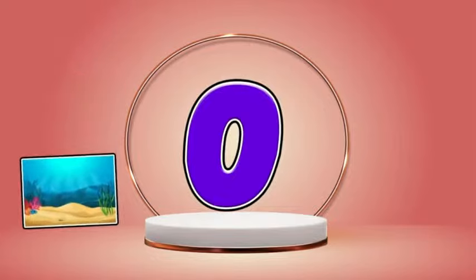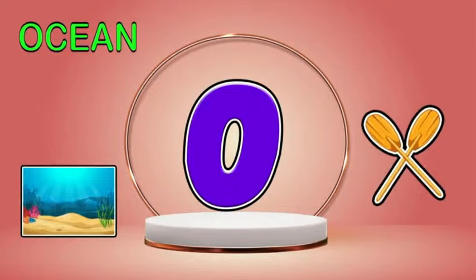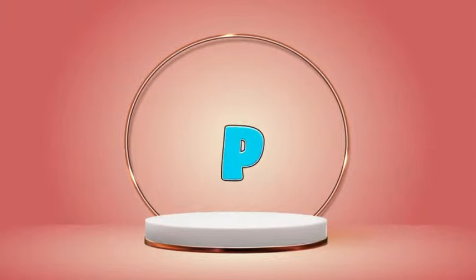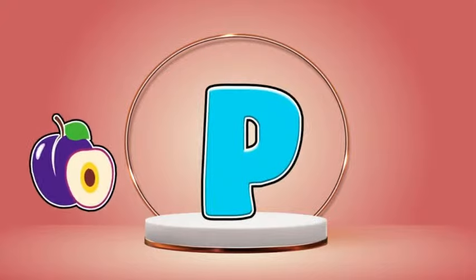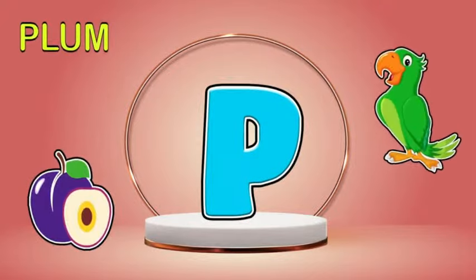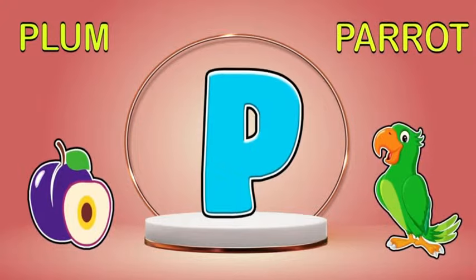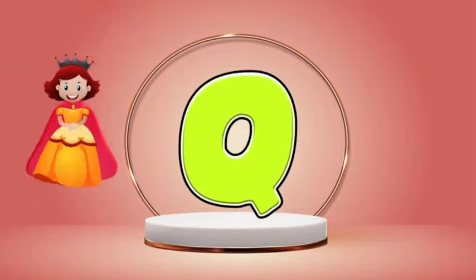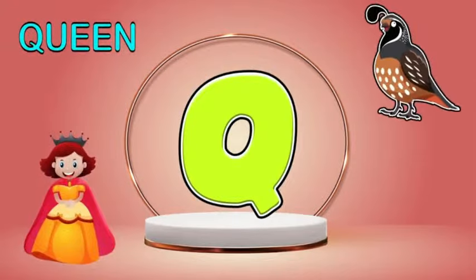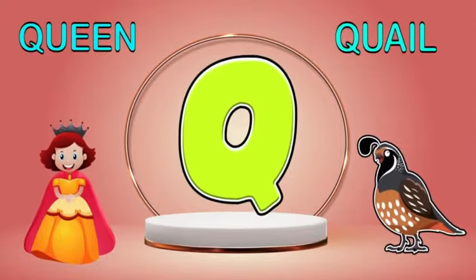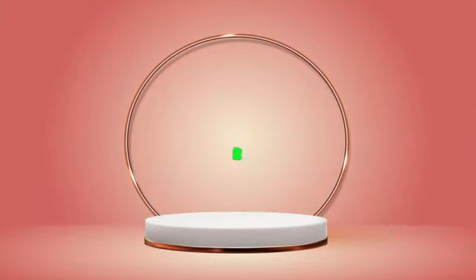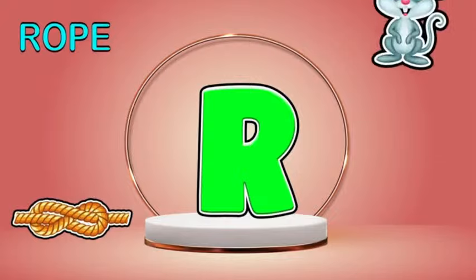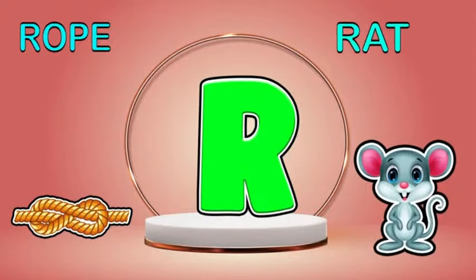O for ocean. O for oar. O, o, o. P for plum. P for parrot. P, p, p. Q for queen. Q for quail. Q, q, q. R for road. R for red. R, r, r.